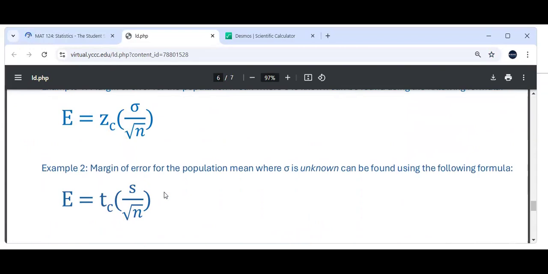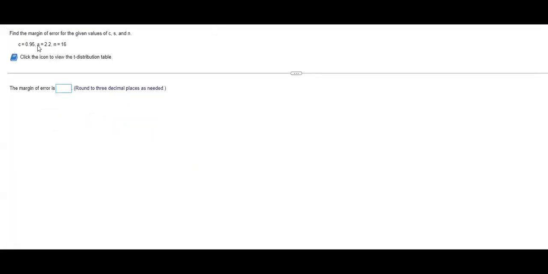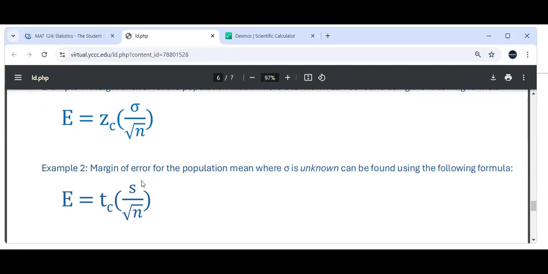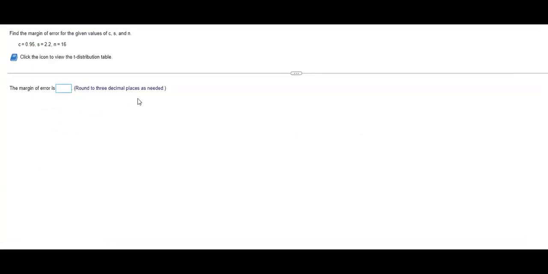And in the problem that we saw on the screen, we were given S and N, right? Let's go back over there. See, we have S, we have N, and it specifically says t-distribution. So we are going to use this second formula here. This is the margin of error for the population mean, where the population standard deviation, that's what this symbol means, is unknown. So we're going to use this formula here. In order to use this, we need S and N, like I said, but we do need the critical t value, and that's why we're instructed to use the t-distribution table.